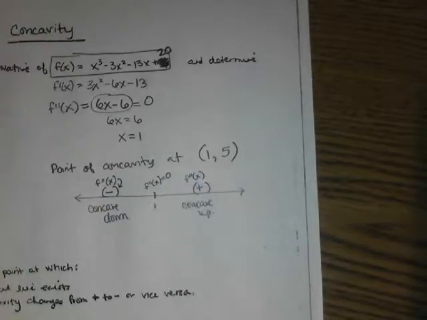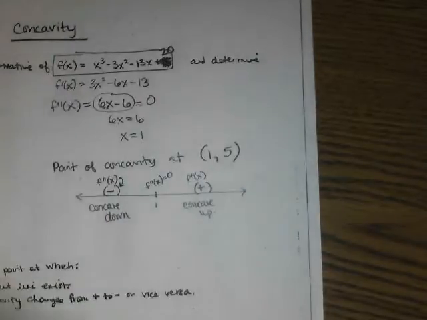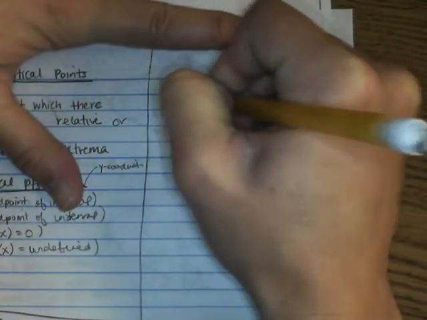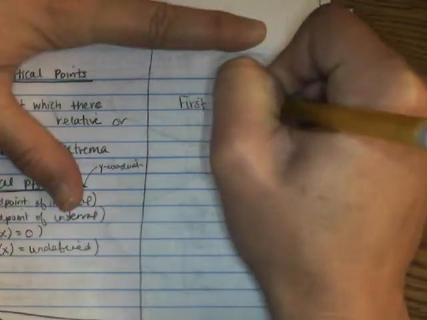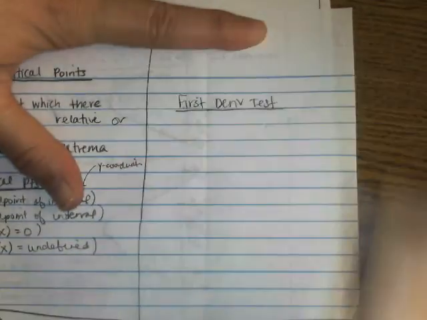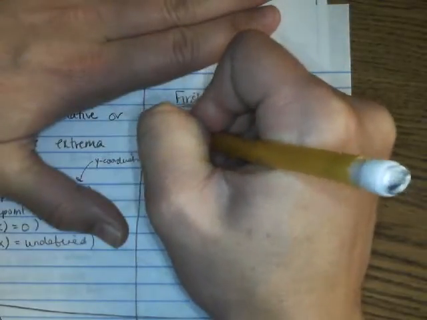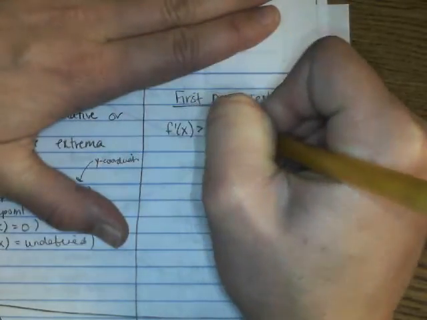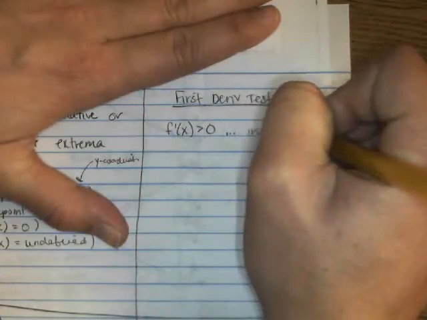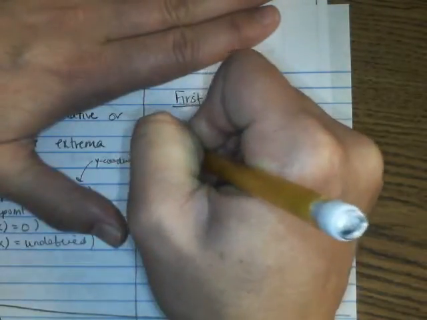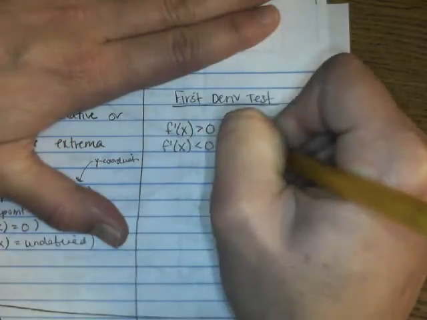So kind of in summary, and this is something that I would put on a sheet like this, is your first derivative test. You don't need to write this, or you can write it on your note sheet if you want, but a first derivative test tells you if f prime of x is greater than 0, then the graph is increasing. Obviously, if f prime of x is less than 0, it's decreasing. That's your first derivative, tells you about slope.